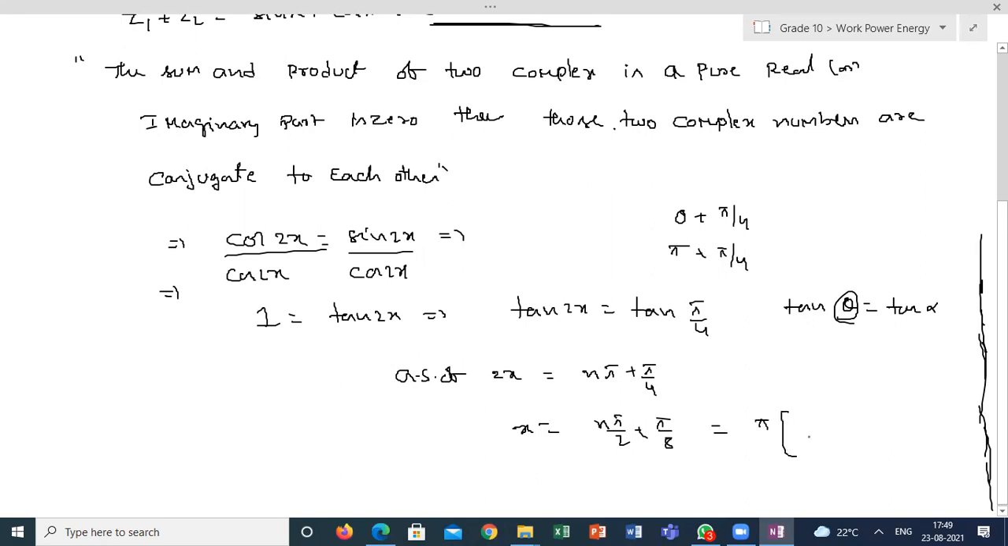If I take pi common, I will get n by 2 plus 1 by 8, where n belongs to an integer.